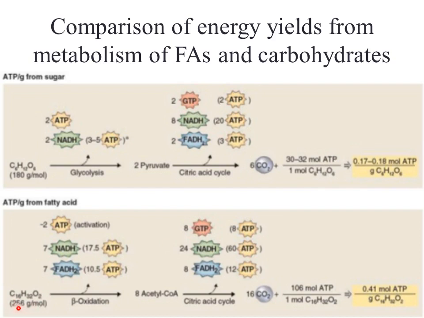compared to this, the molecular weight of one fatty acid molecule is 256 grams per mole, and this produces ultimately 106 moles of ATP, and both are showing ATPs per gram. This is ATP per gram, and this is also the ATPs of 1 gram. So you can see how important fatty acids are in the body, and why they are required in the process of respiration.